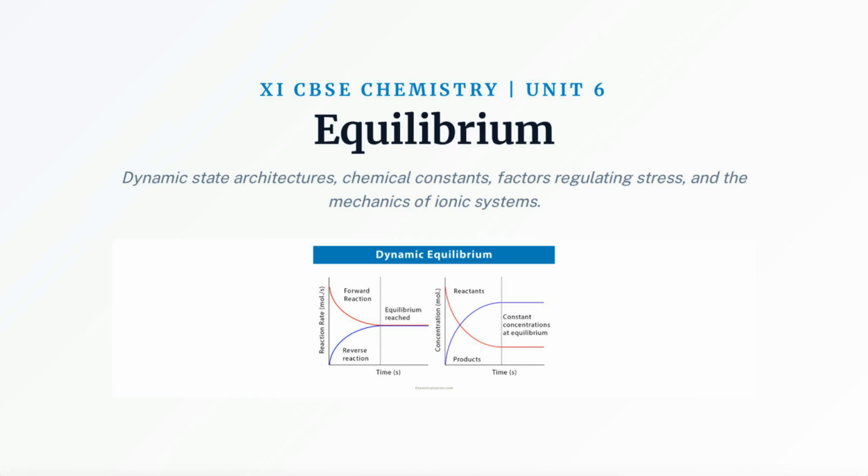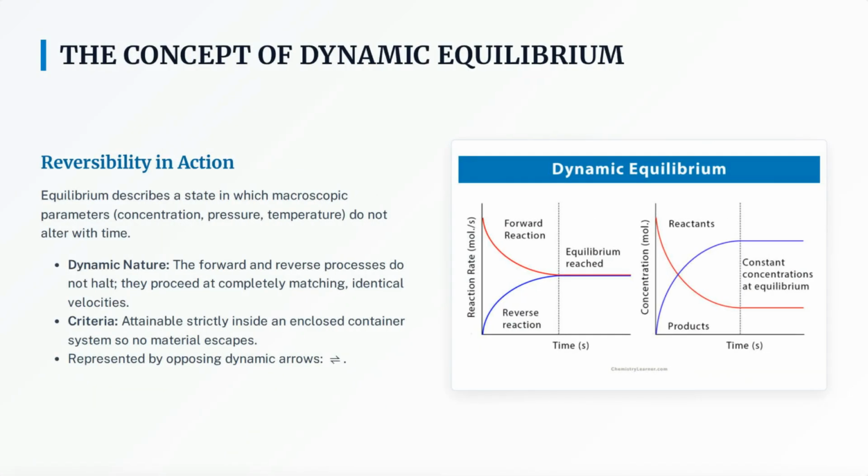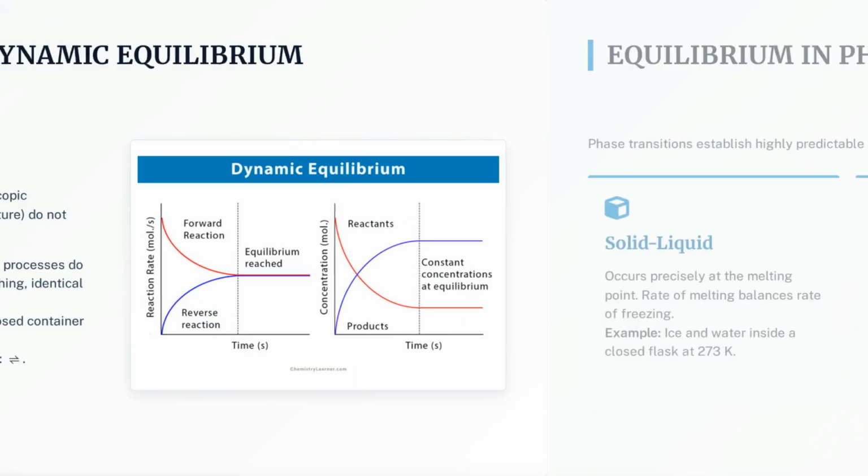Welcome to Unit 6 of 11 CBSE Chemistry, focusing on equilibrium. This video will explore dynamic state architectures, chemical constants, factors regulating stress, and the mechanics of ionic systems. Dynamic equilibrium is a state where macroscopic parameters don't change, but forward and reverse processes continue at equal rates. It is a dynamic process attainable only in enclosed systems and is represented by opposing dynamic arrows.